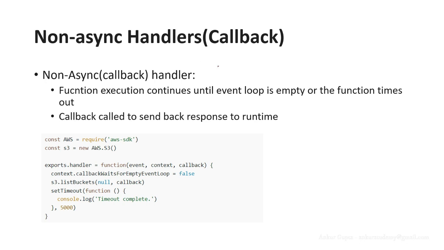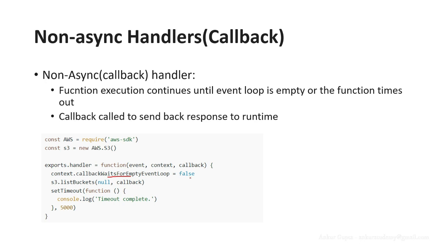Now with non-asynchronous handlers, like the one we used in our first Lambda function, we need to call the callback function to send the response back to the runtime. The important thing to note here is when we use the non-asynchronous handlers, the function execution will continue until the event loop is empty or the function times out, in which case it's going to send an error back as a response. Now to avoid this waiting for the event loop to be empty before your function sends back a response, we can set context.callbackWaitsForEmptyEventLoop to false.